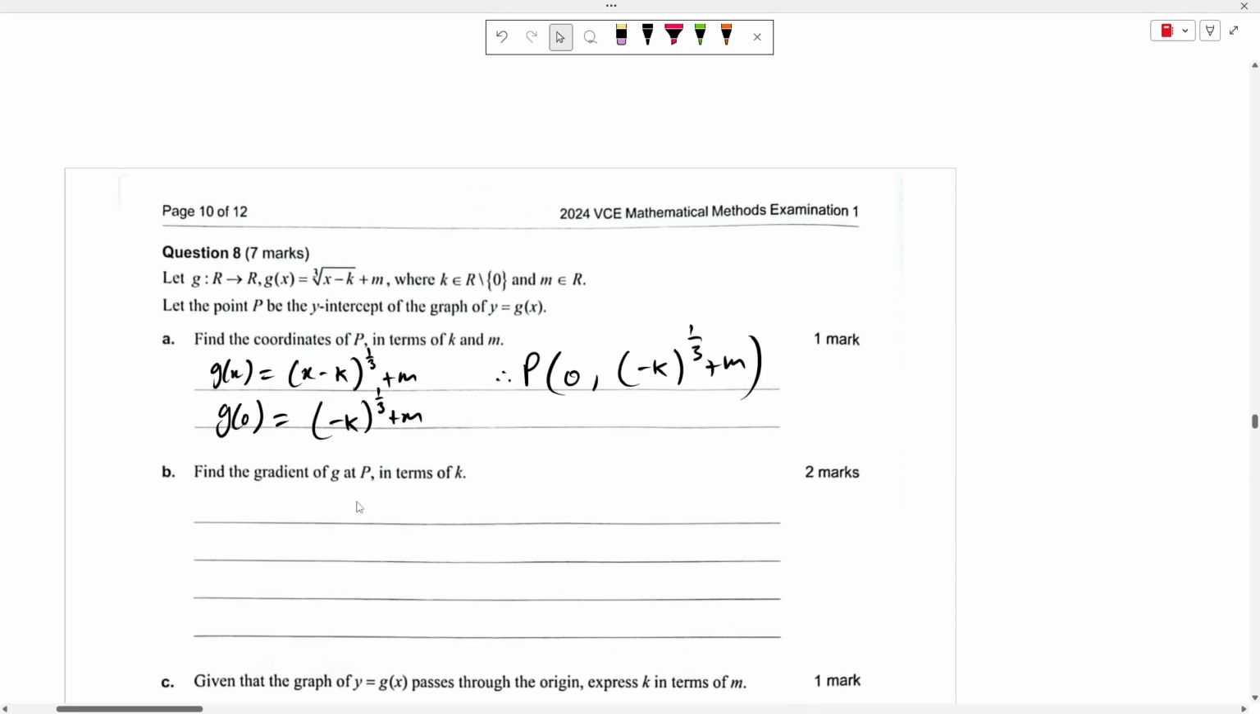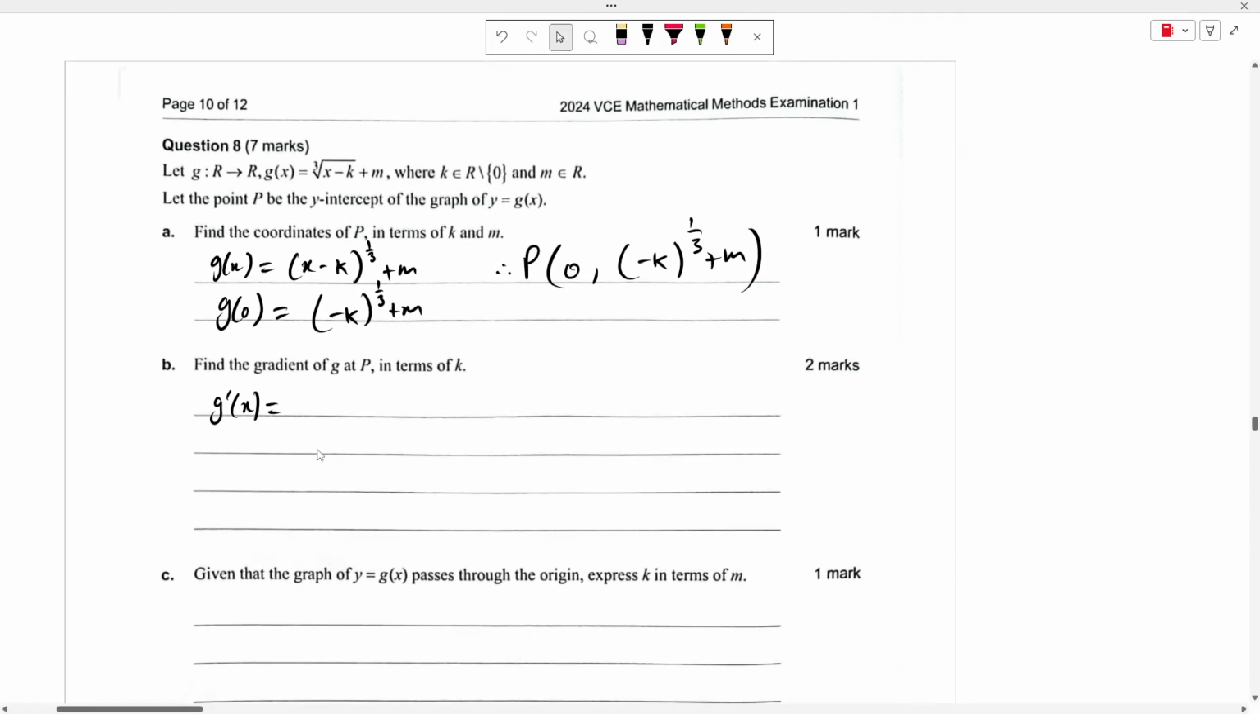Find the gradient at P in terms of k. Okay, so we need to find g dash of x. Have to use a little bit of chain rule here, but it's not really too bad. So you get a third times x minus k to the power of a third minus 1. And of course the plus m is going to disappear in the derivative because that's just basically a number, right? And you have to do times the derivative of the inside. But the derivative of the inside in this case is just a 1. So it works out pretty nicely. So you get a third x minus k to the power of negative 2 over 3.